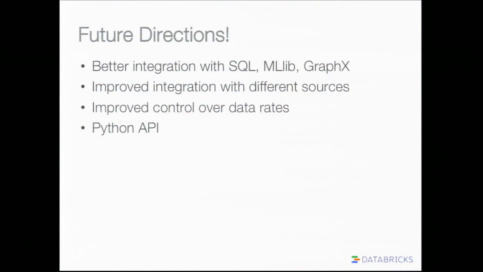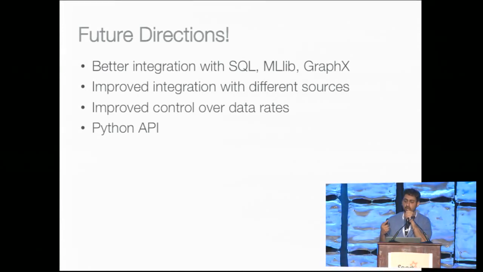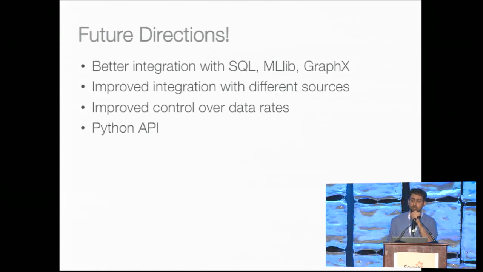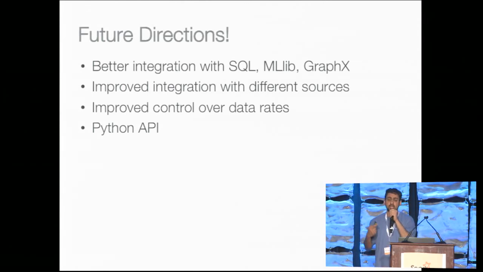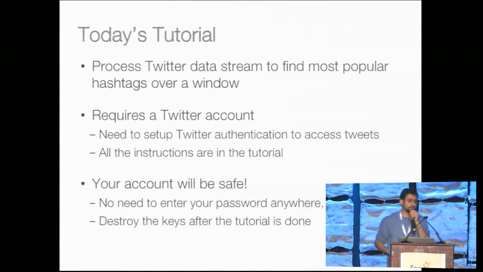Anyways, to wrap up, where are we going in the future? In future, we are planning for better, tighter integration with SQL and with MLlib. We are planning to have online prediction algorithms right out of the box in MLlib. Graphx, Ankur might talk about later. We also are planning further improved integration with different sources like Amazon Kinesis, etc. Improved control over data rates so that you can control your streaming program a lot better, and of course the Python API, which I touched upon earlier.